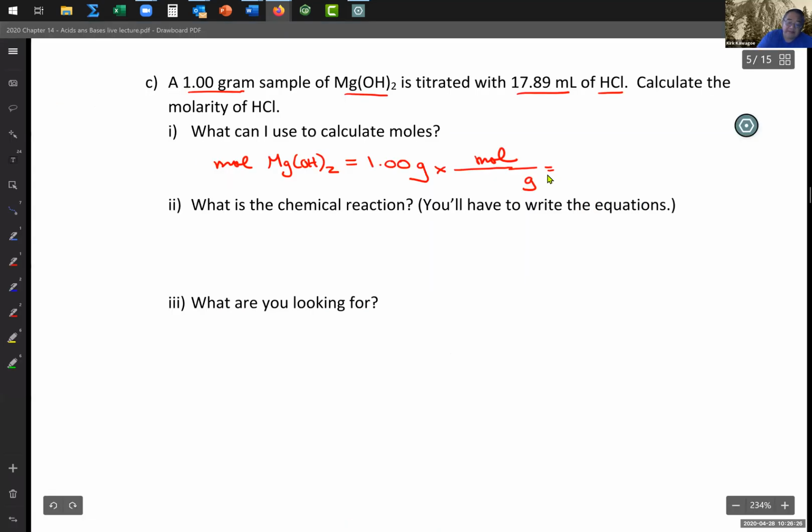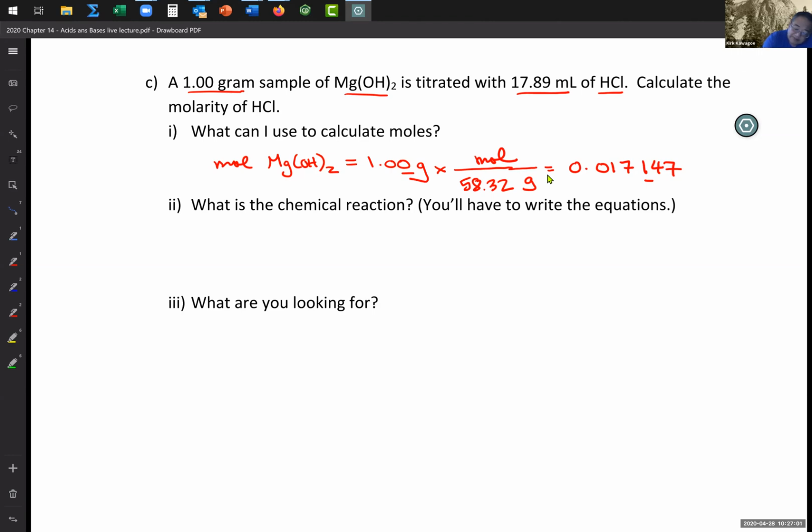So we're back to here, 58.32. So now I can do that real quick. And that becomes 0.017. Let's just do a couple more things. 1, 5. We have 3 sig figs in this answer, so let me do one more. 4, 7. We have 3 sig figs because of the 3 here. And this is moles of magnesium hydroxide.